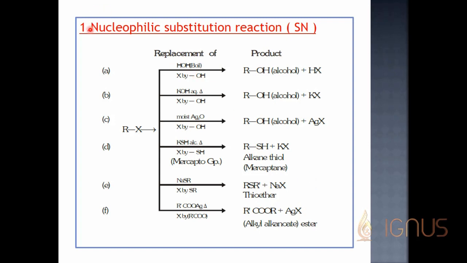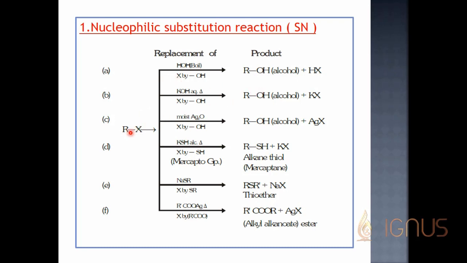Let us study some of the nucleophilic substitution reactions. A first reaction: reaction of alkyl halide with boiling water. Here X is replaced with the OH to give alcohol. In the next case, alkyl halide is made to react with aqueous KOH. Remember, for substitution, always we will be using aqueous KOH or aqueous NaOH. Here, substitution of X with the OH gives alcohol.